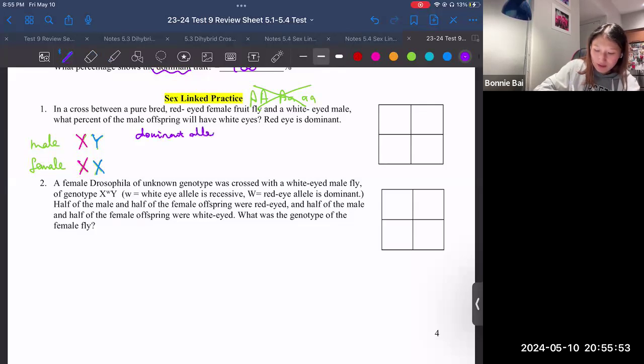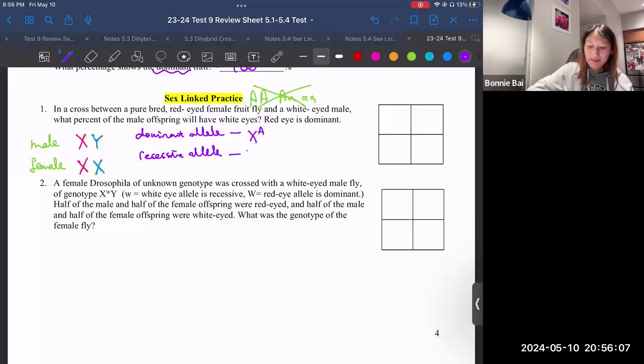But what does a dominant allele look like, right? Allele is just like how it was before. It's one letter, but it's combined with the X. X big A is a dominant allele. A recessive allele is X little a, okay? Because it's attached to the X chromosome. When we say sex-linked, it's the same thing as X-linked. This particular gene is located on the X chromosome. It's not just on any other regular chromosomes. You have 22 pairs of other chromosomes.